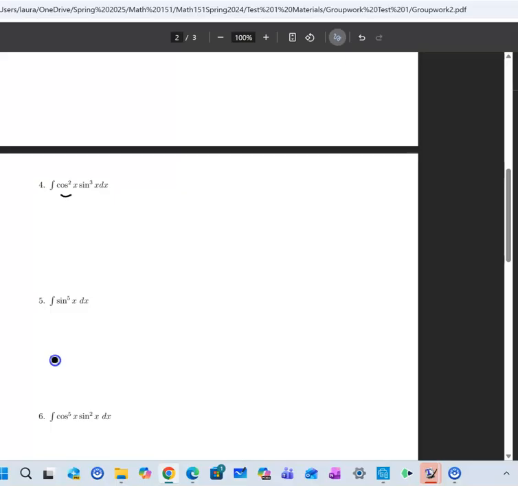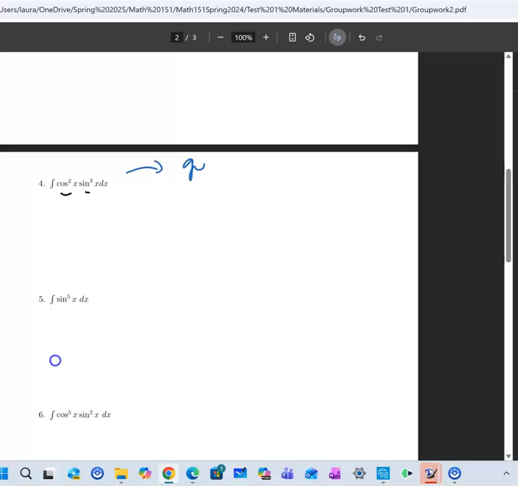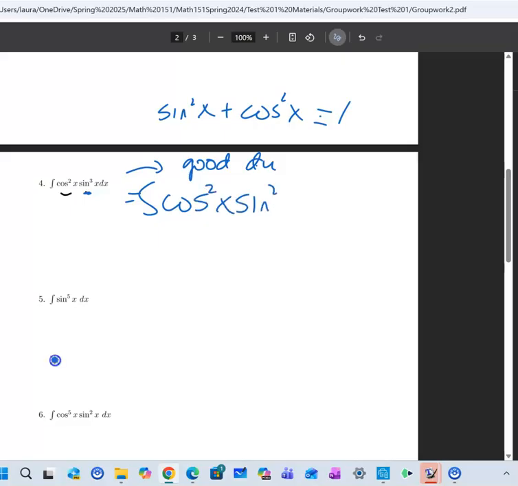This one has cosine and sine. They're not both even powers. So this is the type where we want to make a good du. We want to leave even powers, and the identity we're going to use is sine squared of x plus cosine squared of x equals 1. So looking at this, I want to peel off a sine because that would leave even powers. So sine squared, and that gives me a sine x dx.